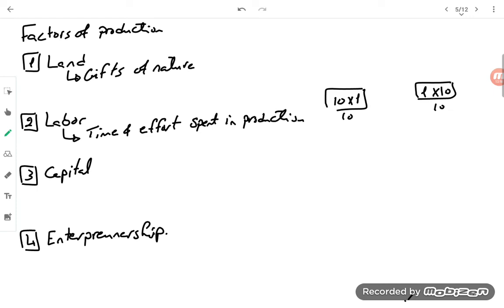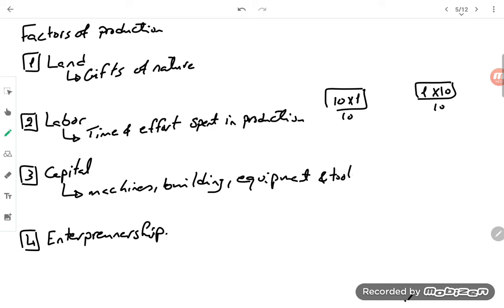Capital. Number three, capital. Capital means machines, building, equipment, and tools. So capital from economic point of view is different from capital from accounting point of view. According to accounting point of view, capital is money. But actually, according to economic point of view, money is not one of the factors of production. It is the means to buy the factors of production. Okay? But actually, it's not one of the factors of production. So capital means machine, building, equipment, and tools.